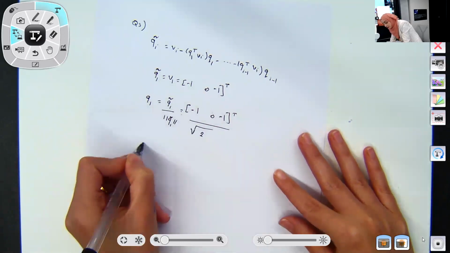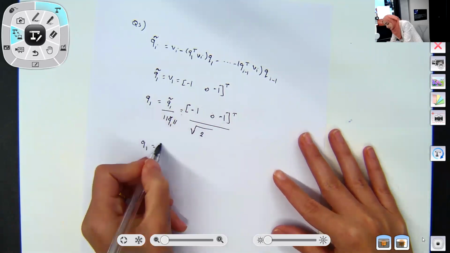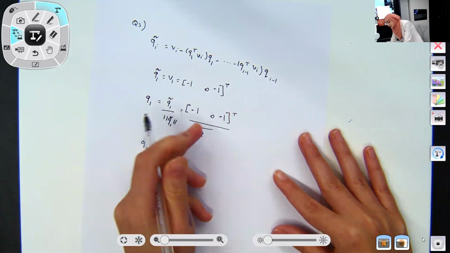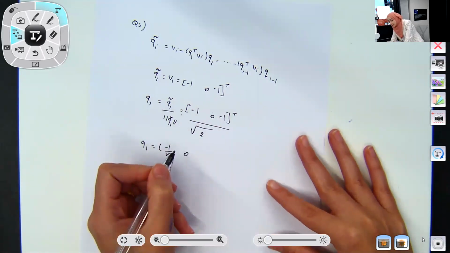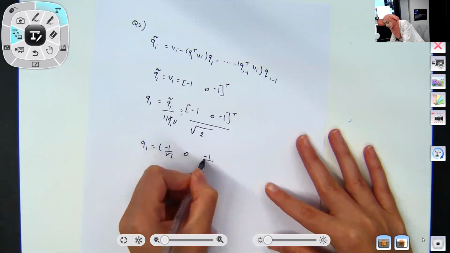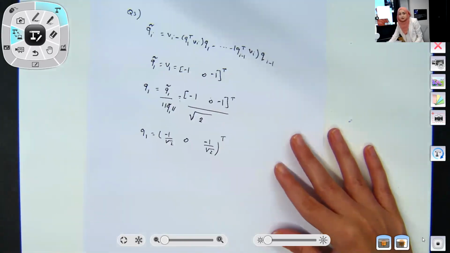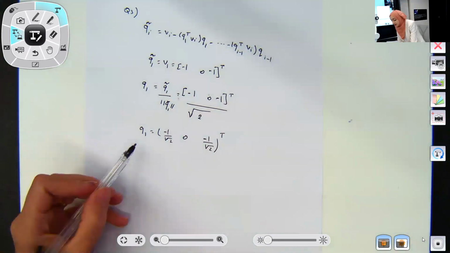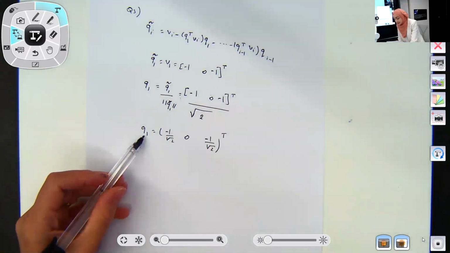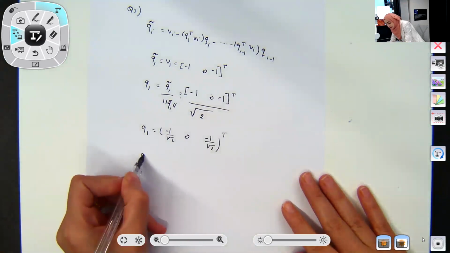So the value of Q1 equals minus 1 divided by square root of 2, 0 divided by square root of 2, which equals 0, minus 1 divided by square root of 2, transpose. So this is the value of Q1, which we can put in the matrix Q capital. Here it's the first column in Q capital matrix. Now let's try to find the value of Q2 tilde.